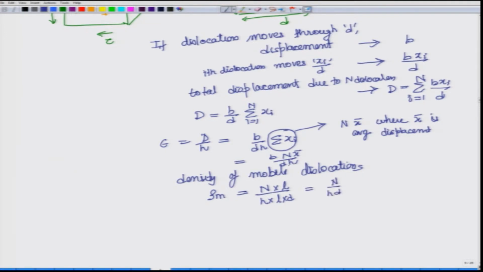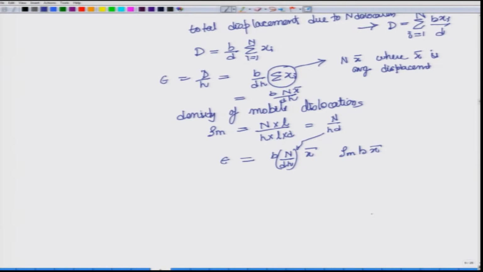Meaning this term, n by h d, can be replaced. So our term epsilon, which was written like b n by dh x bar, can be replaced as rho m. So, we will have rho m b x bar. Under this configuration we have derived the relation for strain in terms of mobile dislocation density, the Burgers vector, and the average displacement of the dislocation. If we know these three quantities, we can find out what the strain in the material will be.